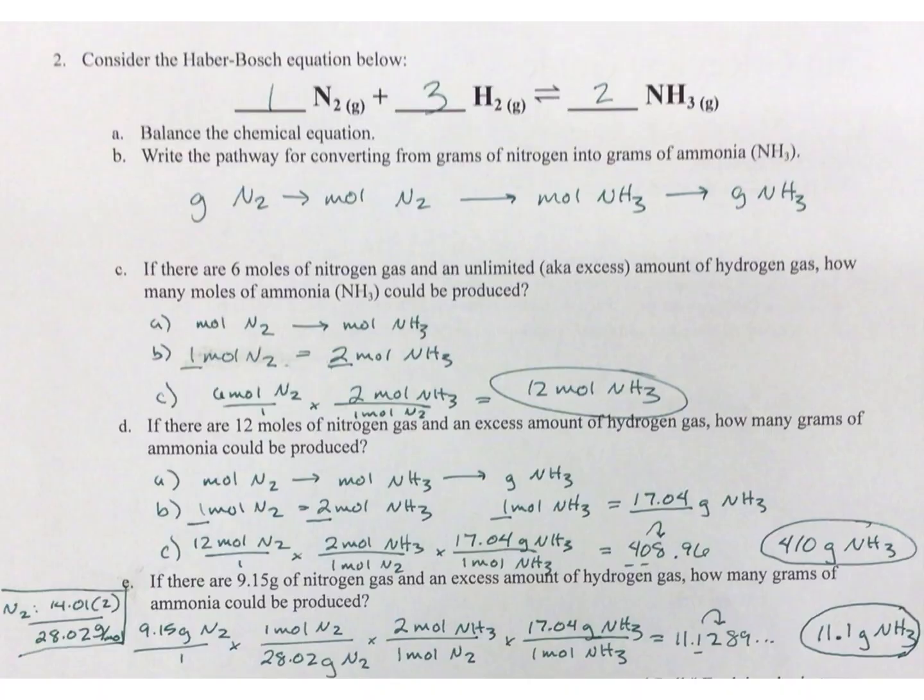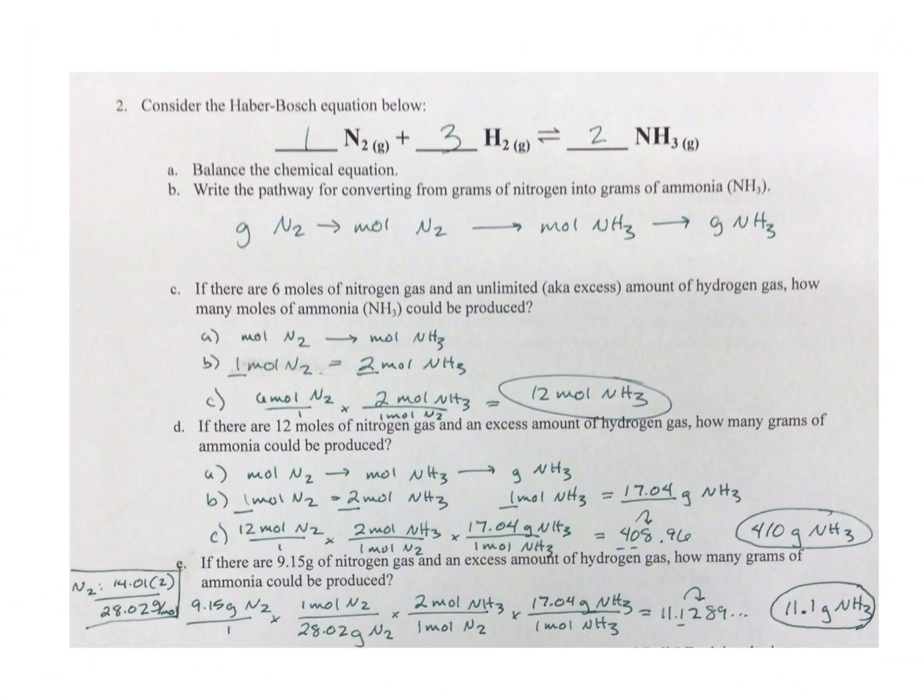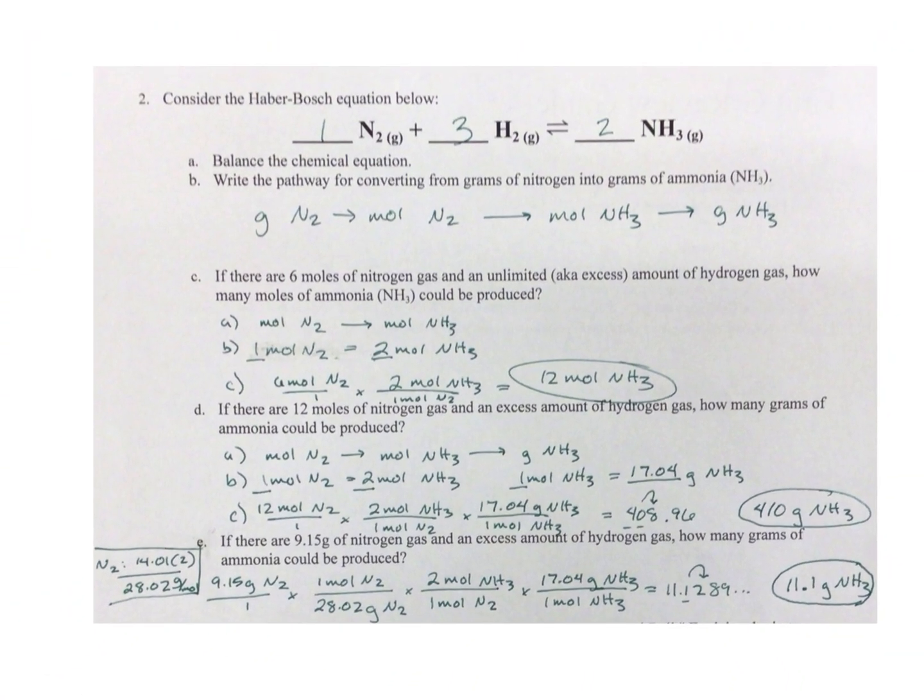period. The first question deals with, this is my favorite reaction in chemistry. It's called the Haber-Bosch equation, and it has a lot of historical significance and human rights significance. Also, I like that it has an interesting ratio of coefficients. None of them are the same.